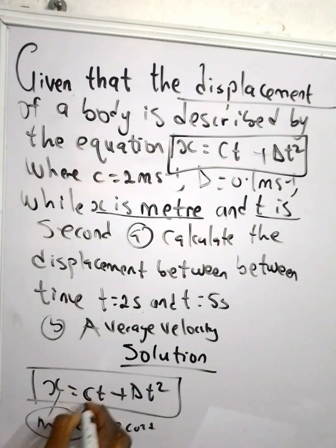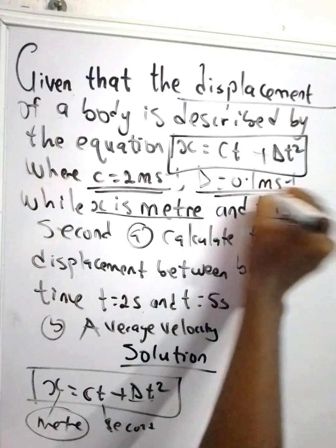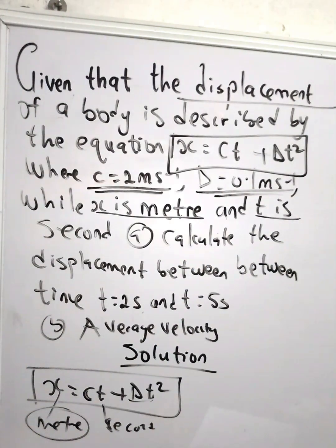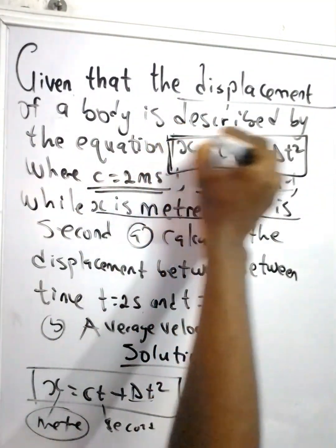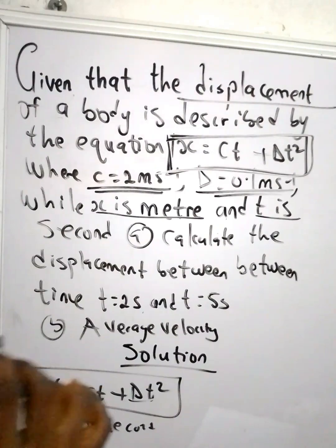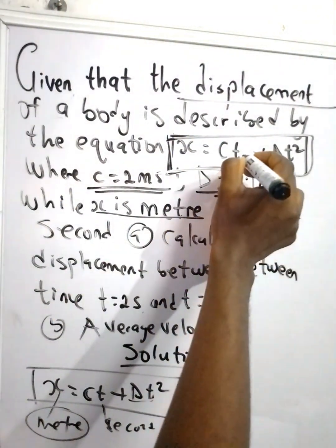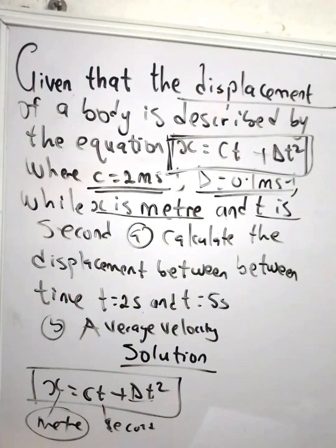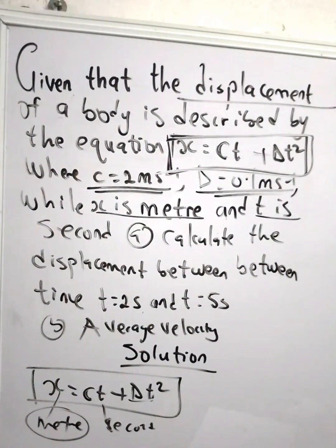Now we are given the value of c and d. The value of c is 2 meters per second, while the value of d is 0.1 meter per second. With this, I believe you'll be able to solve it. When you see a question like this, the first thing you have to do is pick out your equation. I was given this equation. What is the next thing? Check. We are told that our s is in meters, so we are good to go. We are told that our t is time, in seconds. And we are given the value of c and d. So the remaining thing is just for me to solve.